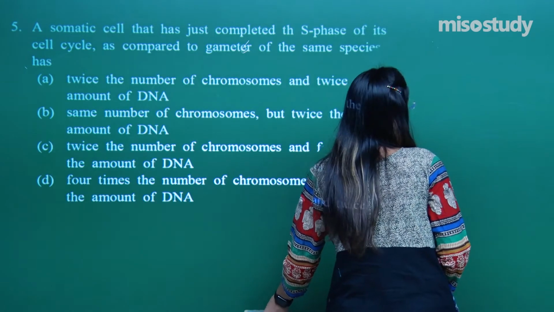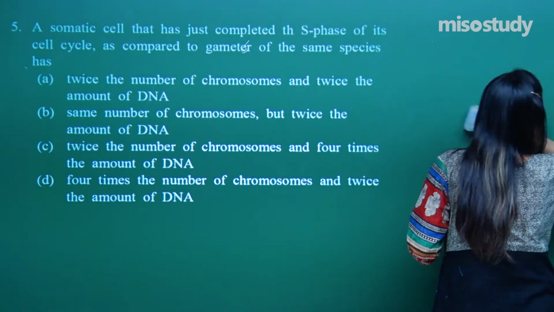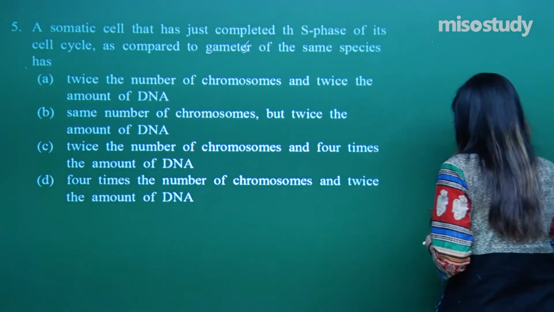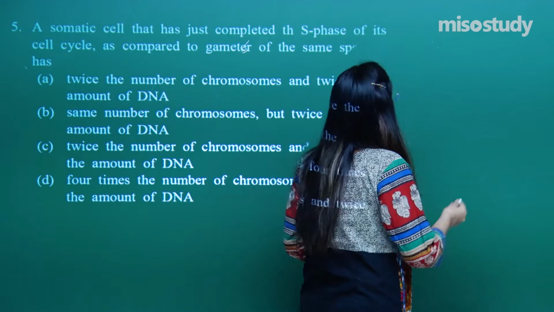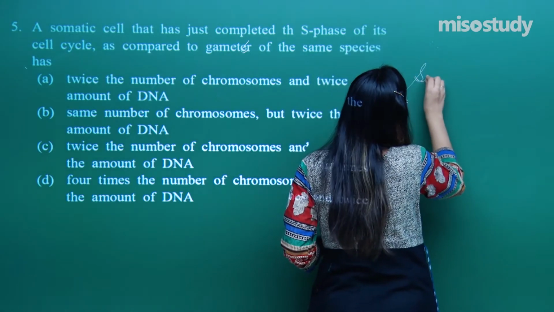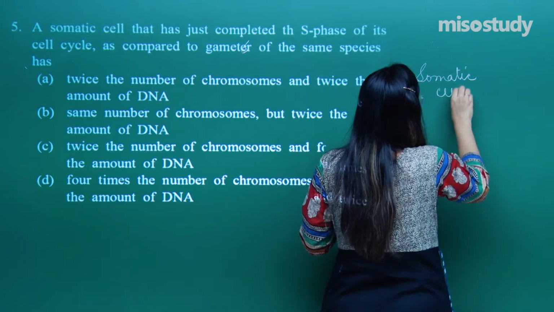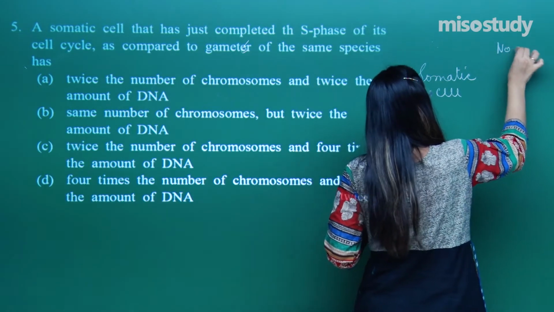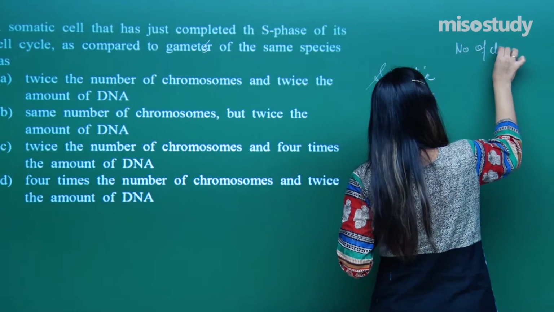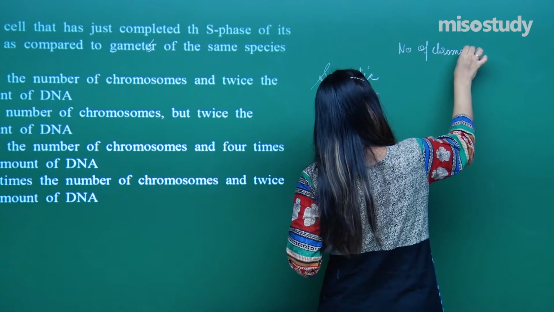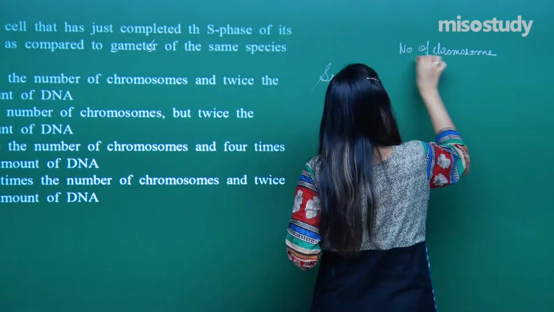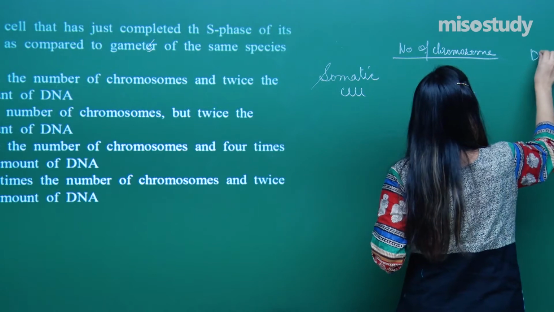Let's understand this question with the help of one chart. Suppose this is a normal somatic cell. These are the number of chromosomes and this is the amount of DNA.